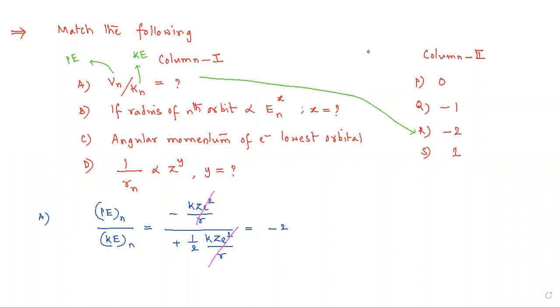Now go for the second one. That is if the radius of nth orbit is directly proportional to energy of electron in nth orbit. Look at this. Energy of electron in nth orbit can be given as, we know that it is minus half k z e square by r, right?